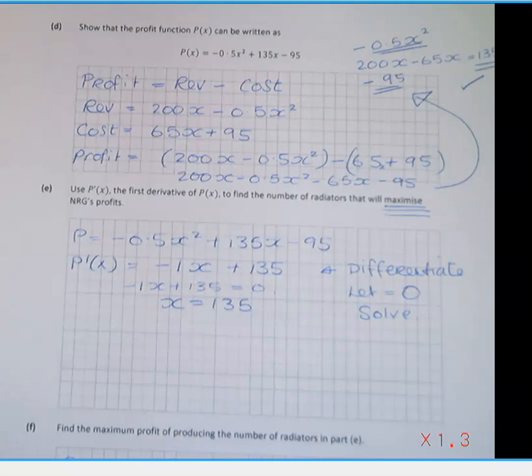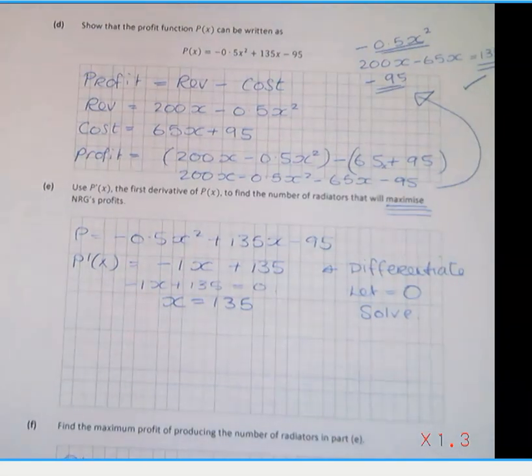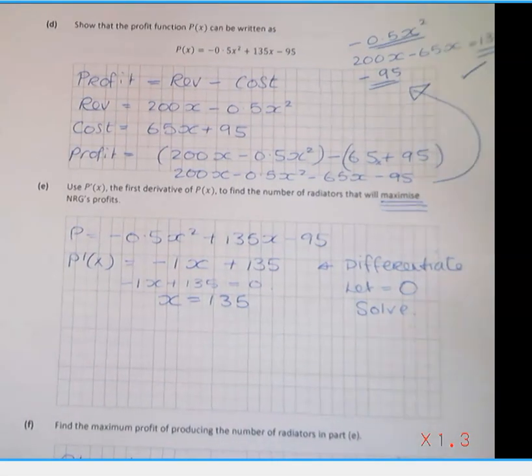Because the question has mentioned max, min, or turning point, the method you should remember is you differentiate it. You let it equal to 0. You do not sub zero into it. You let it equal to 0 and then you solve. So you've got minus 1x plus 135 equal to 0. So your x is 135. It's basically telling you that if they sold 135 radiators, they've made the most amount of profit.